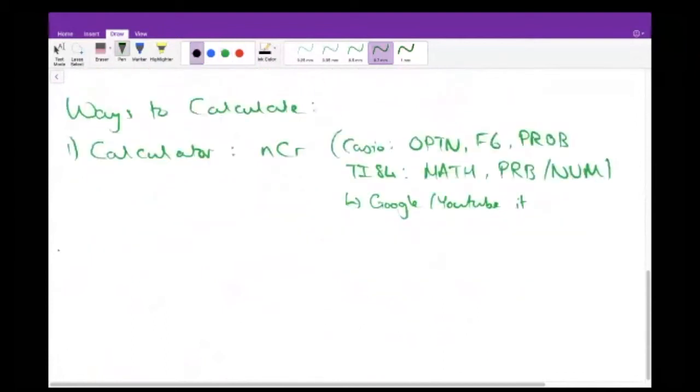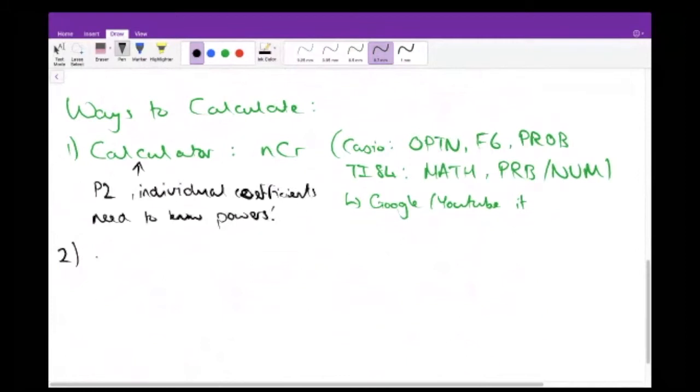Now, step 2, which is what I recommend. So this calculator one is great, obviously only for paper 2 and for individual coefficients. It's super quick, but you need to know the powers.